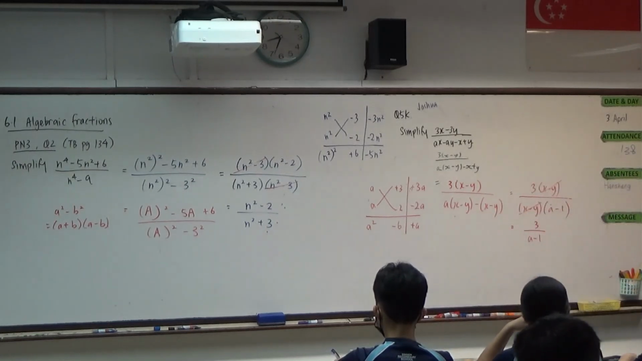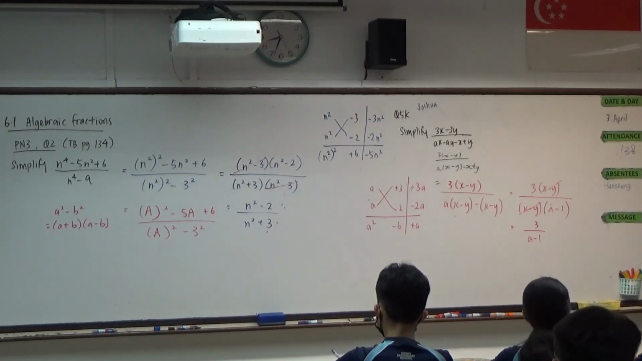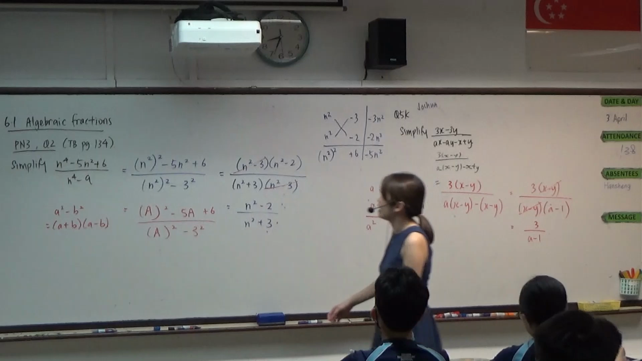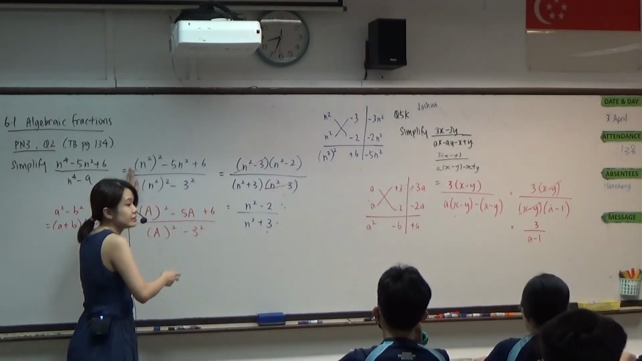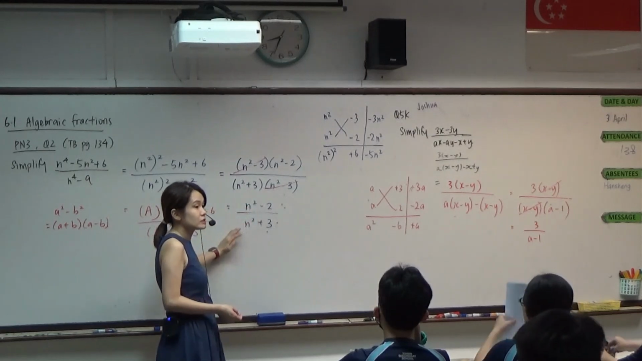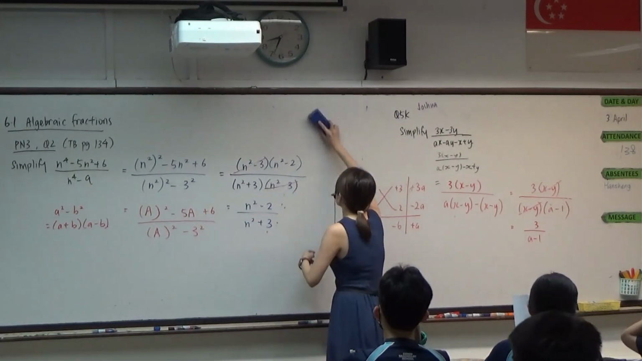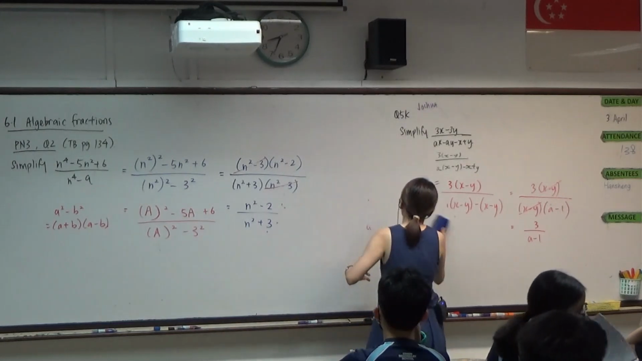Any questions before I move on? Yeah. Why can't we take out n squared in the numerator? Or why can't we divide away n squared? Okay, I think that's a good question. So JJ asks, why is it that I cannot further simplify?